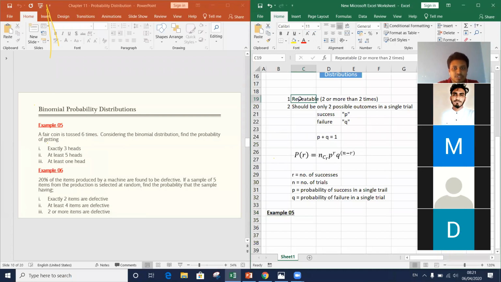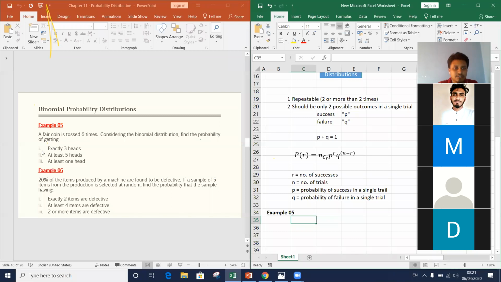Right? Only two questions we need to raise. Is it repeatable? Yes, we can do it for 6 times. If we consider a single trial, are there only two possible outcomes? Yes, it can be either head or tail. So this is a binomial probability distribution.